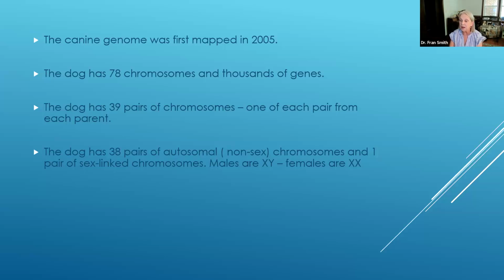The canine genome was first mapped in 2005. They actually mapped it on a boxer named Tasha. The dog has 78 chromosomes and thousands of genes. Each dog has 39 pairs of chromosomes, and 1 comes from each parent. And the dog has 38 pairs of autosomal, meaning non-sex chromosomes, and 1 pair of sex-linked chromosomes. Males are XY, females are XX.